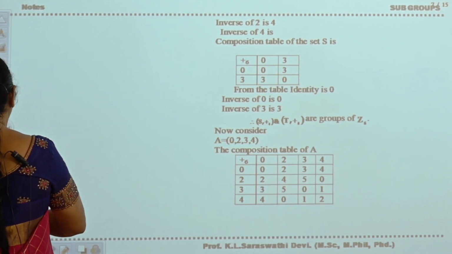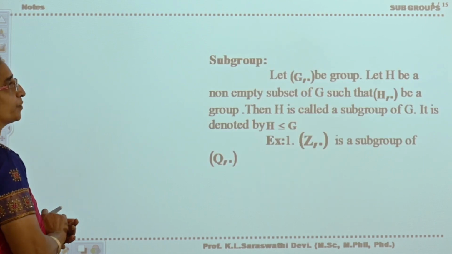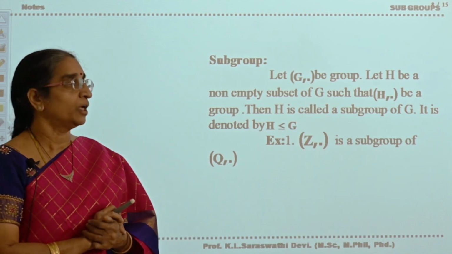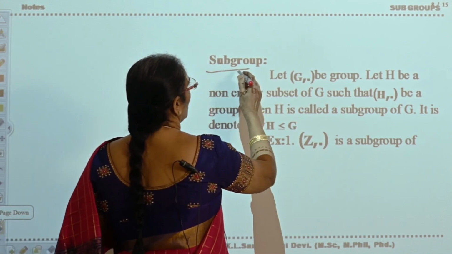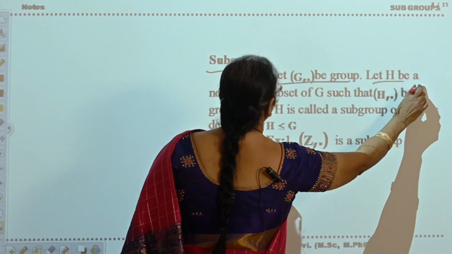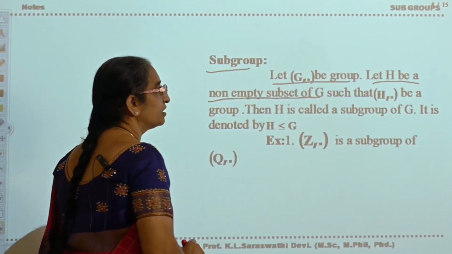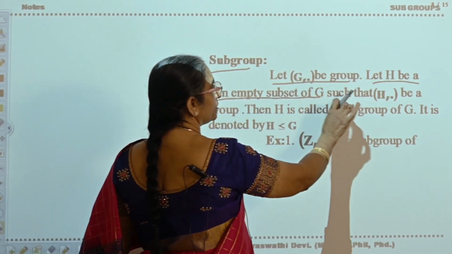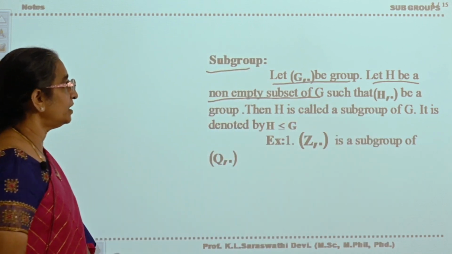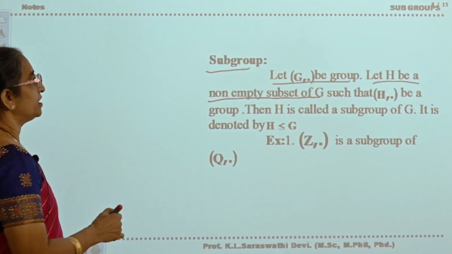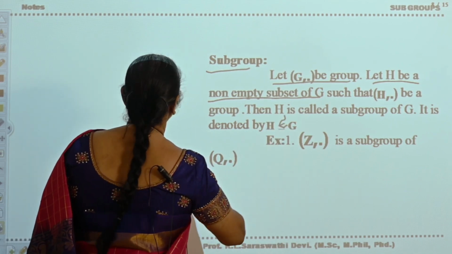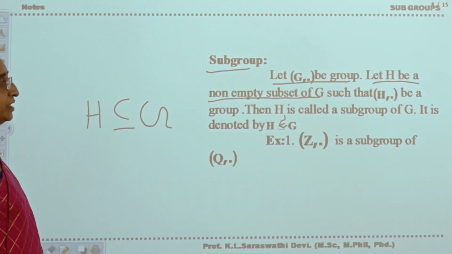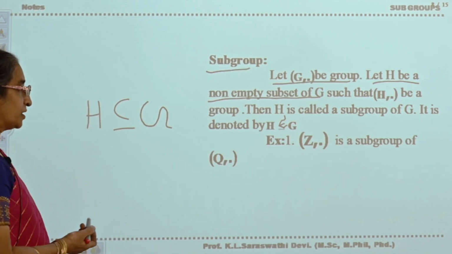Now, see the formal definition of subgroup. In order to make you understand the concept clearly, I have given the example. Now, subgroup. Take it. Let (G, ·) be a group. Let H be a non-empty subset of G such that (H, ·) is a group. This dot and this dot should be the same. Then H is called a subgroup and it is denoted like this: H is a subgroup of G. Example: (Z, +) is a subgroup of (Q, +).